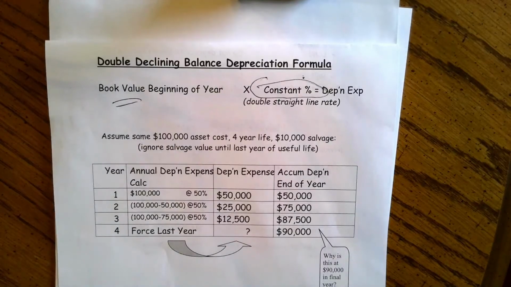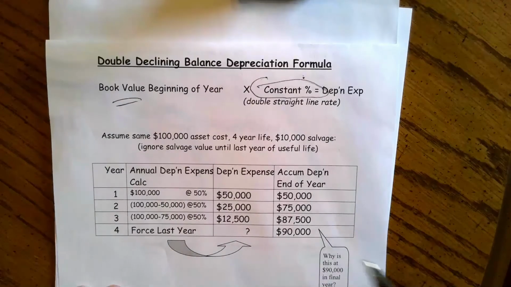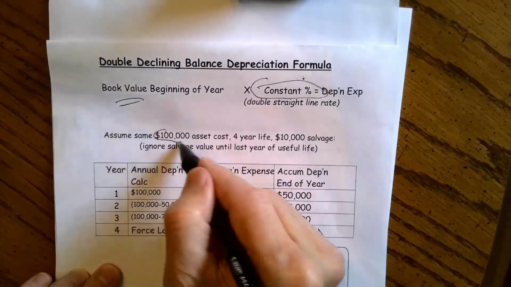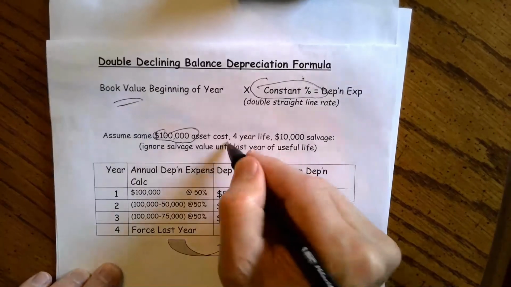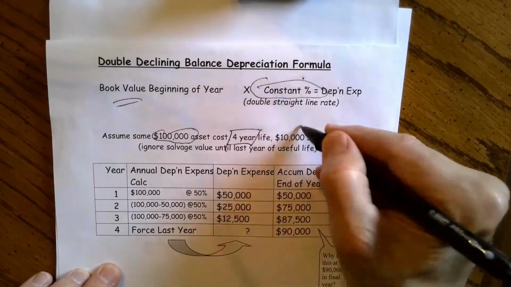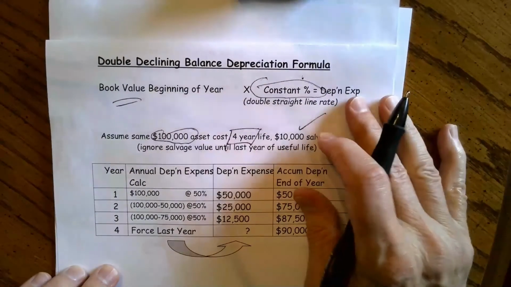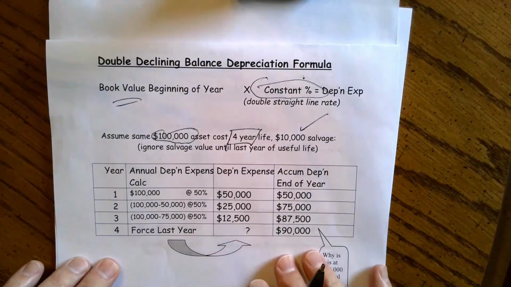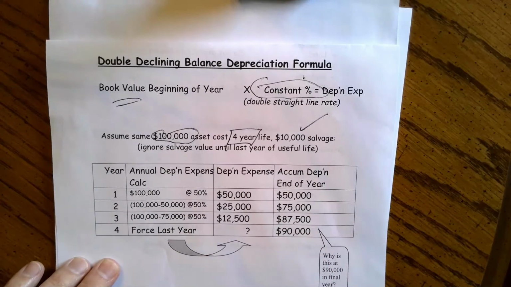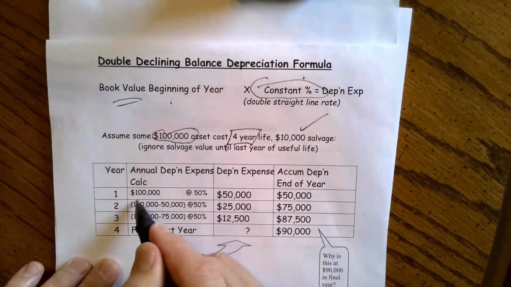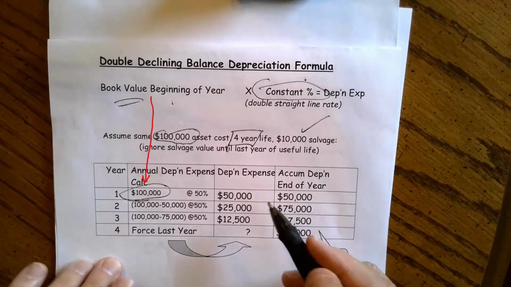Short example in my Momentum handout notes using the DDB method. Let's assume an asset costs $100,000 and had a 4-year life with a $10,000 salvage value. So how do we calculate the first year depreciation expense under the DDB method? First of all, what's the original book value? $100,000. What's the rate we use?